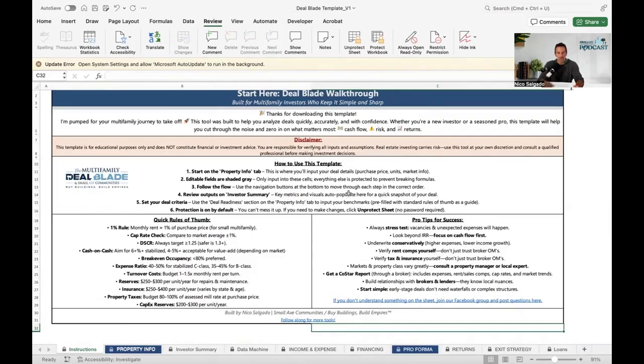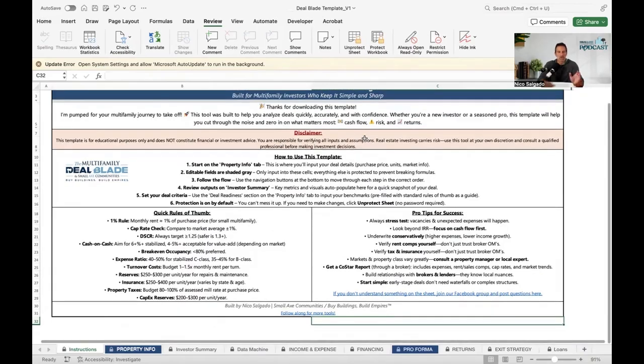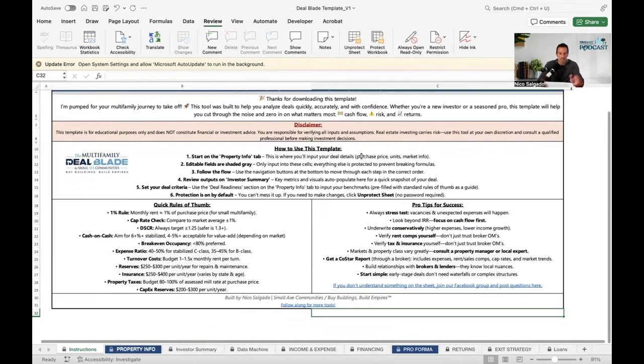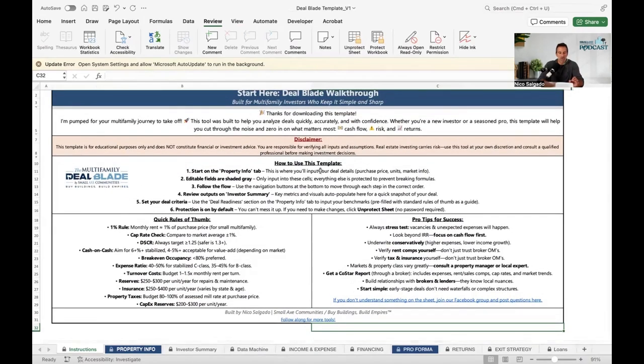And then I protected it again by default. So you could simply unprotect each sheet. Very easy to do. You go to review at the top, click unprotect sheet, done. There's no password for it or anything.